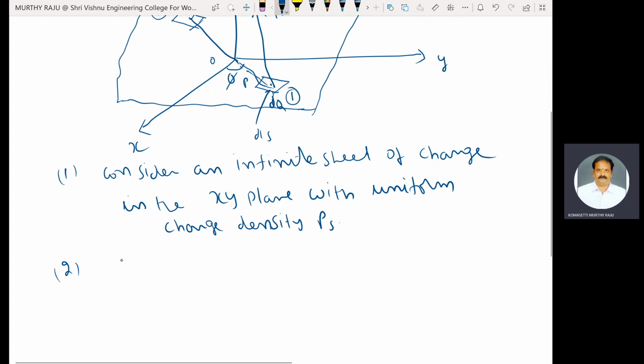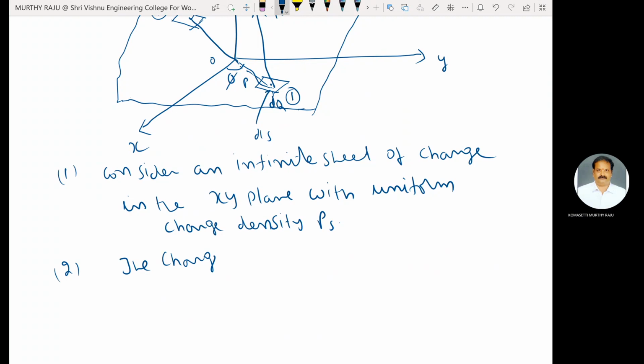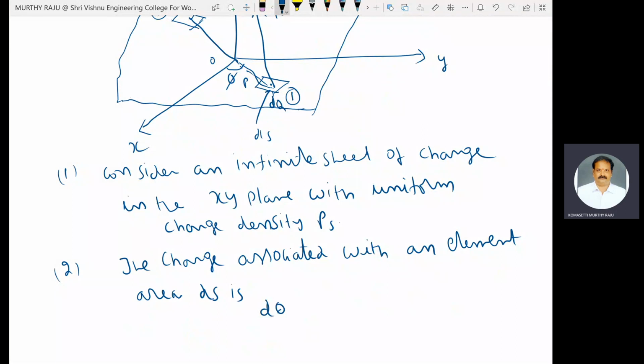Second point is the charge associated with an element of area ds. Therefore, dq is equal to rho s into ds.